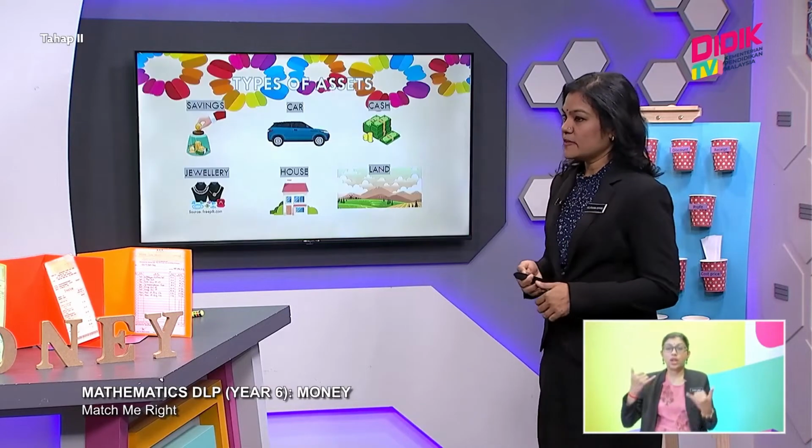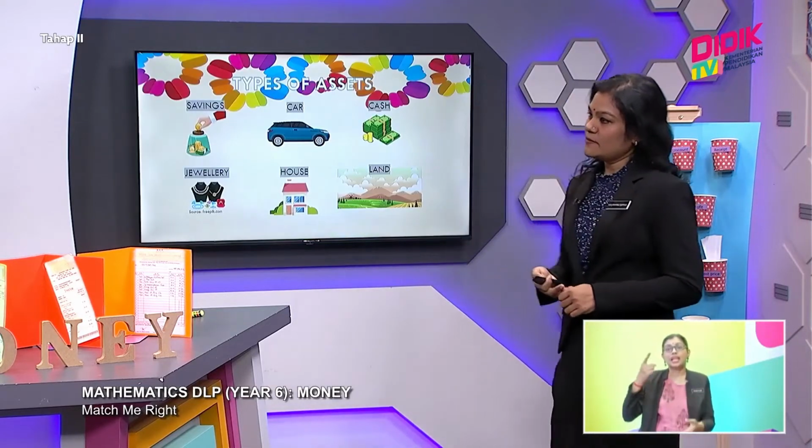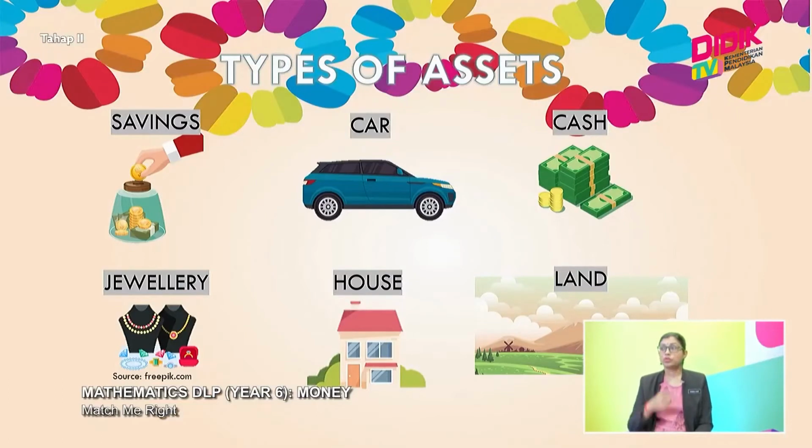Look at the examples here. What are they? Can you tell me? We have savings, a car, cash, land, house, and jewelry. Savings at home, in your piggy bank, or in the bank outside there. For car and house, you have to settle the payment fully. If you're still paying monthly installments, does it come under asset, Sean? I think so. I said it's something you own fully.